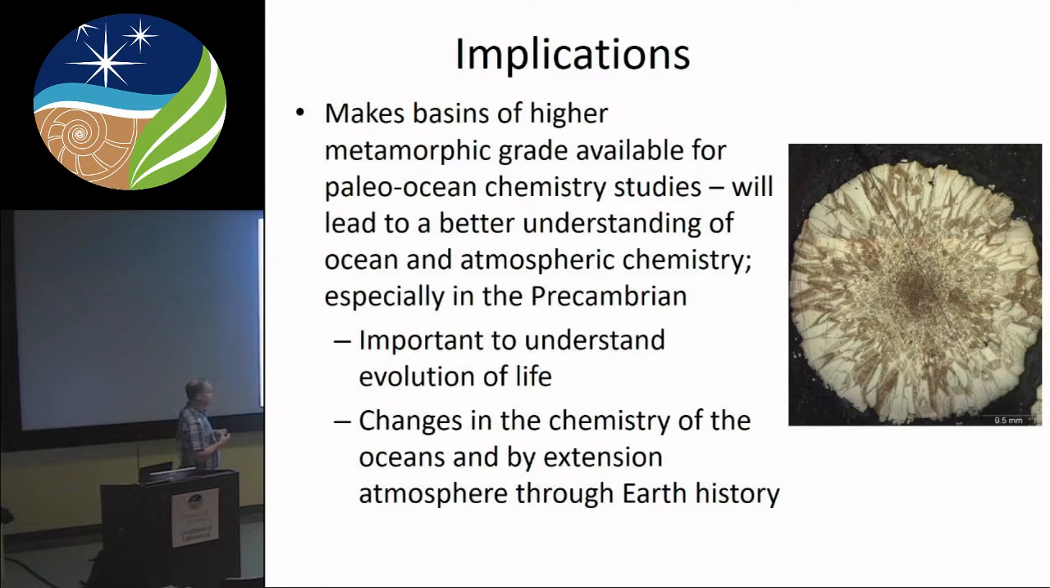And the reason why you use pyrite instead of just using the whole rock is because the trace element content of pyrite can be preserved up to mid-greenschist facies. So this will give us access to more basins to analyze for these sorts of paleo ocean chemistry studies, and especially in the Precambrian, being able to use somewhat metamorphosed basins would be beneficial because the whole rock methods can be reset by metamorphism.